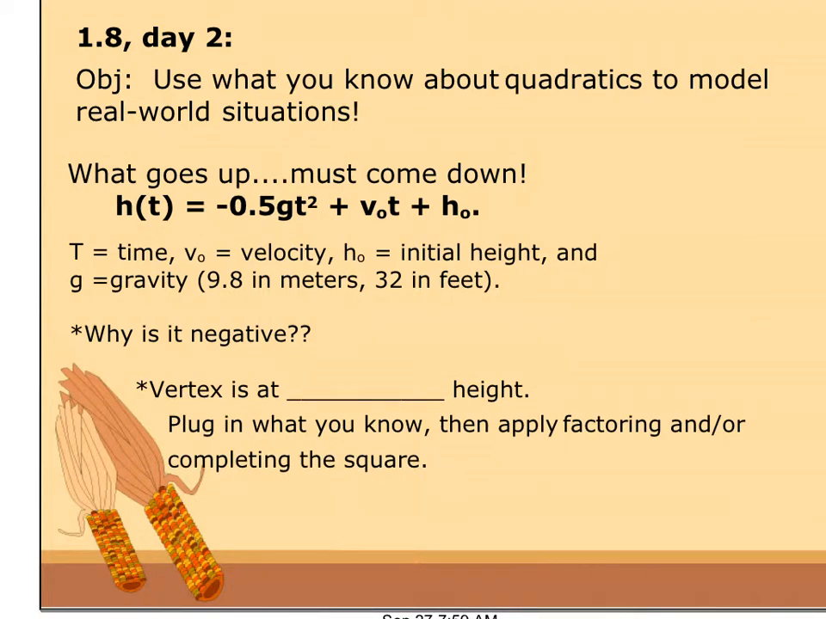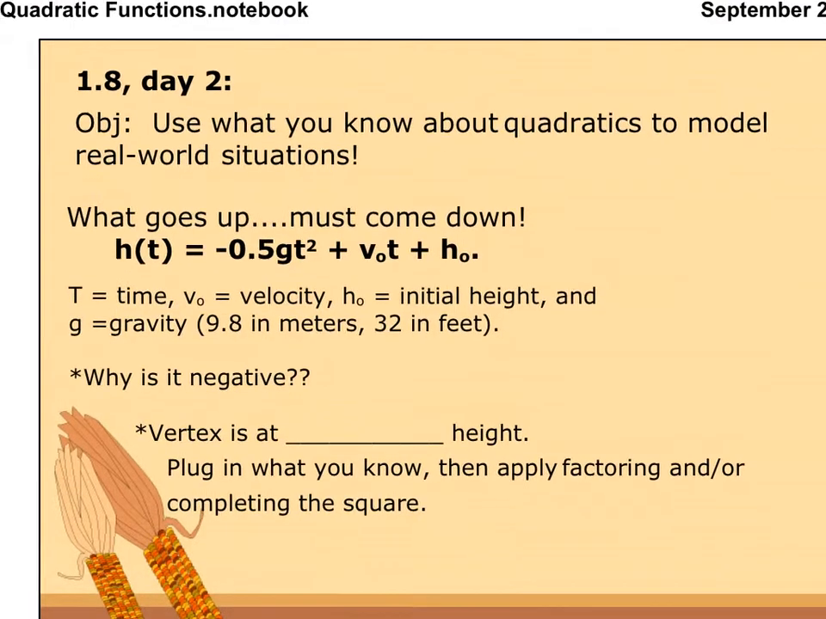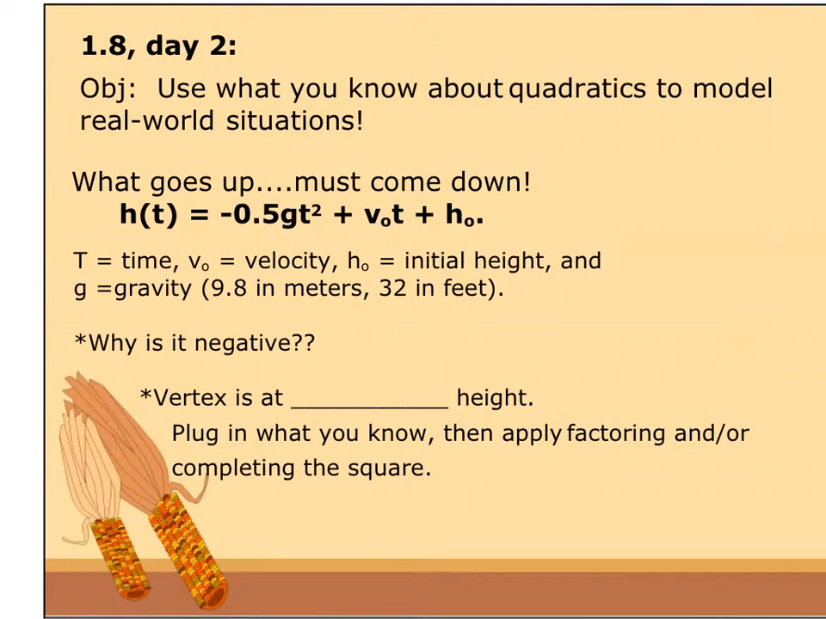Day 2 of 1.8, continue modeling with quadratics. We're going to look at some physics examples with an object in motion and how gravity would affect that object, specifically a couple of examples where a ball is moving through the air. First piece right here, the x squared term has to do with our effect of gravity. We've got to pay attention to our units.